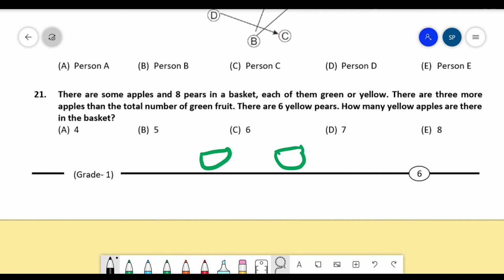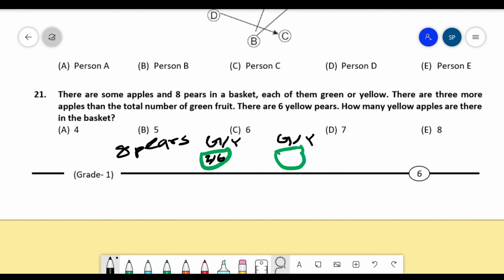Now, let's keep it something like green over yellow. Again, green over yellow. They've given us the total number of pears, which is 8 pears. But the thing is that there are 6 yellow pears. Now, how many green pears are there? If there's a total of 8, 6 plus 2 is 8, which means there are 2 green pears. And now, no, 6 is for the yellow pears.